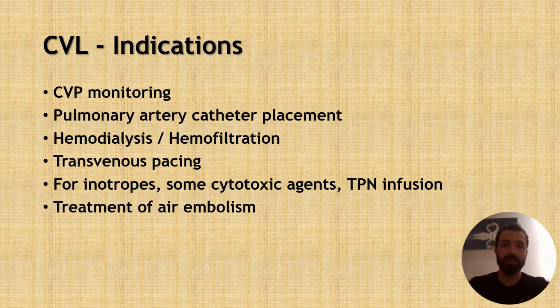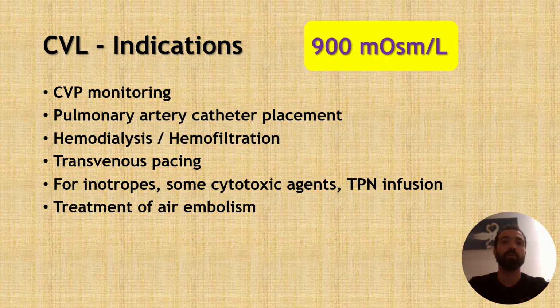TPN should also be given centrally unless it is a peripheral one. The main determinant here is the osmolarity of the solution, and those above 900 milliosmoles per liter must be given centrally. A rare indication is the treatment of air embolism, which is very difficult to apply in practice but still included in some algorithms.